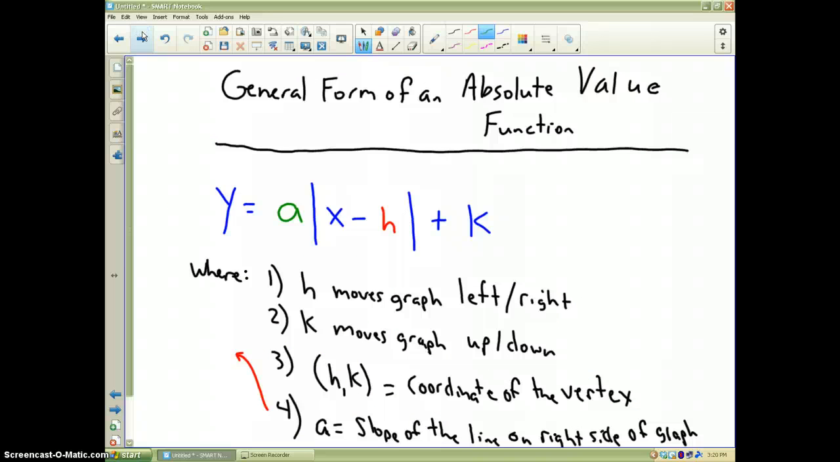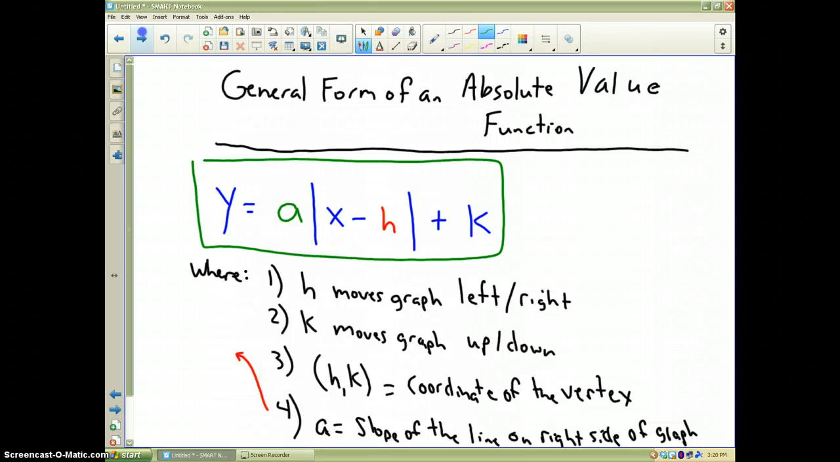And here's your notes for the general form of an absolute value function. If you notice in the green box, this is the general function, y equals a times absolute value of x minus h plus k. And I color-coded the a, the h, and the k. And they match up to the information at the bottom of the screen. Now, number one, as I just showed you on the prior slide, the h value moves the graph left or right.